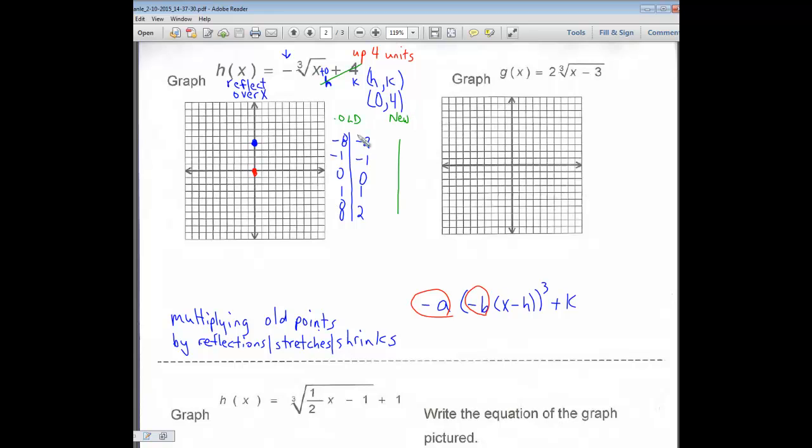So let's look at this equation. I have a negative sign out front. So this is saying let's multiply the y by a -1. There's nothing in here with the x, so x stays the same. So I'm going to bring down all the x values that are the same, and we're going to multiply the y values by -1. So all the y values will change their signs.